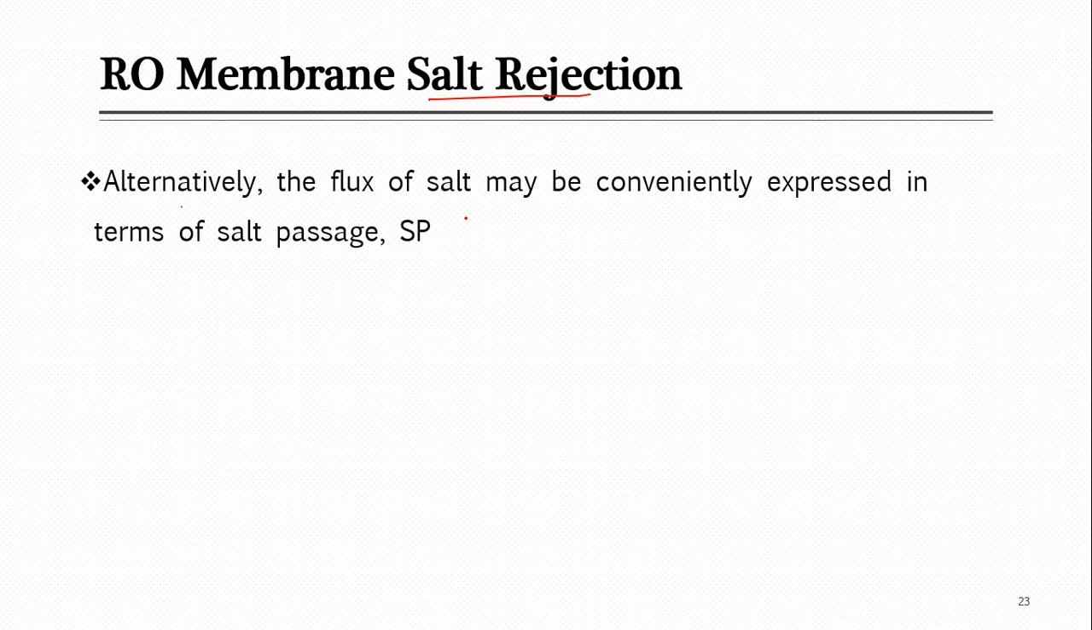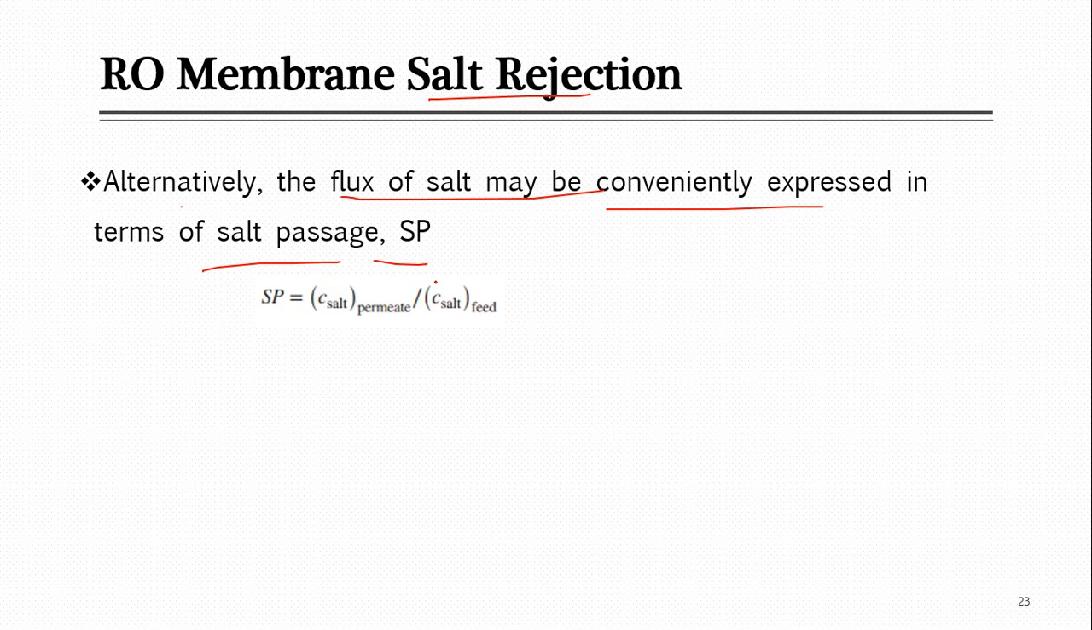As well, the passage of these salts can be expressed in terms of another main term called salt passage, SP. It is represented with SP in your book, and it can be easily calculated by looking at the fraction of salt which has passed through the membrane. That is the concentration of salt on the permeate side over the concentration of salt on the feed side. If we have these two values, salt passage can be easily found. If we multiply it by 100 we get the percentage, otherwise the fraction can be found.